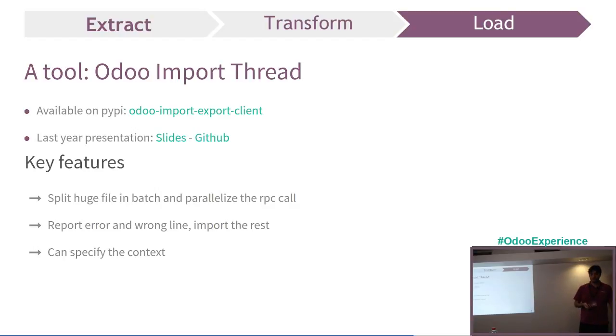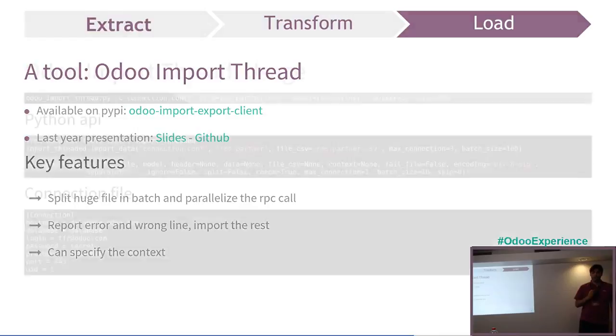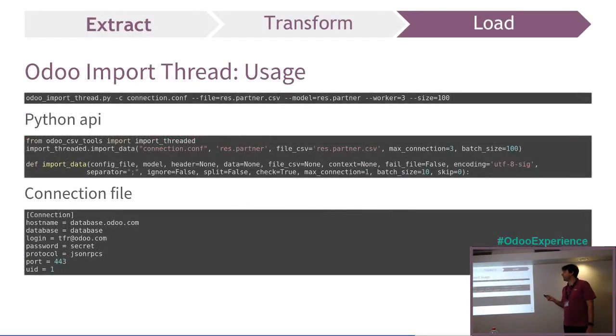And something really important that you cannot do with the import wizard is specify a context. I will show you later why it's super important. OK, how do you use it? Well, it's in the path if you import with PyPy, so you just call the Python file. You need to give a connection file. Then you say, OK, it's this file to import, this model, and you specify how many workers, so how many threads at the same time will be sent to the server, and the size of your batch.